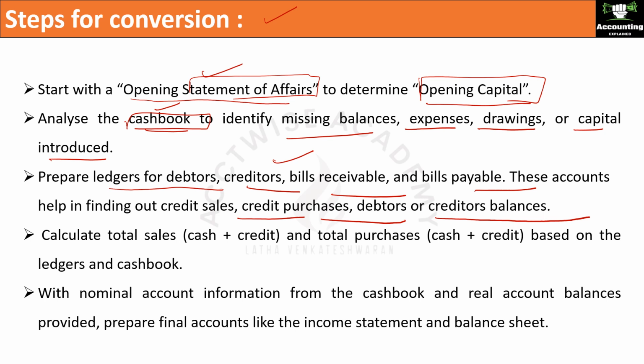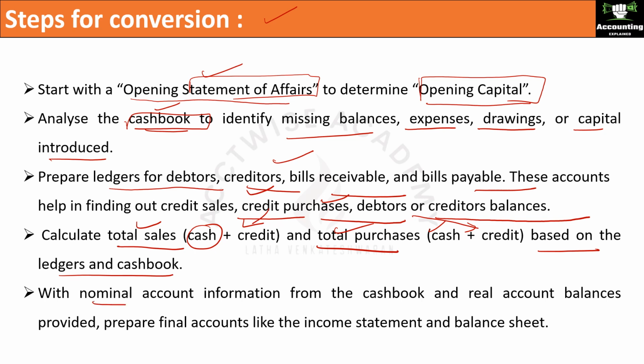Now the next step is to calculate total sales. We have found out the credit sales, we know the cash sales, add the credit sales with the cash sales, and you get the total sales. Similarly, we found out the credit purchases. Now to find out the total purchases, add the credit purchases with the cash purchases. Total purchases will be found out based on the ledgers and cash book.